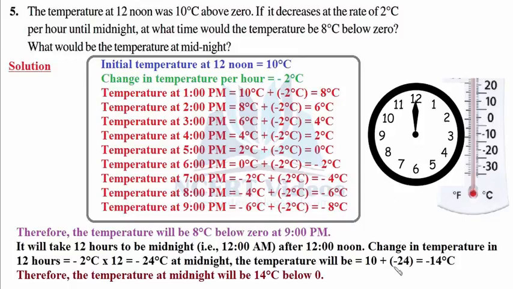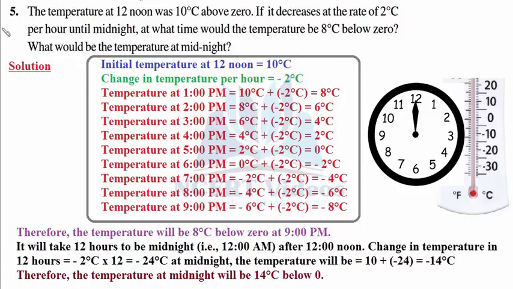Subtract 24 from this. So it will be minus 14 degrees Celsius at 12 midnight. Therefore, the temperature at midnight will be 14 degrees Celsius below zero. Either you can write minus 14 degrees Celsius, or you can write in language form as 14 degrees Celsius below zero. These both are the same thing. So you just have to keep in mind the language portion. Be very specific what the question is asking for.